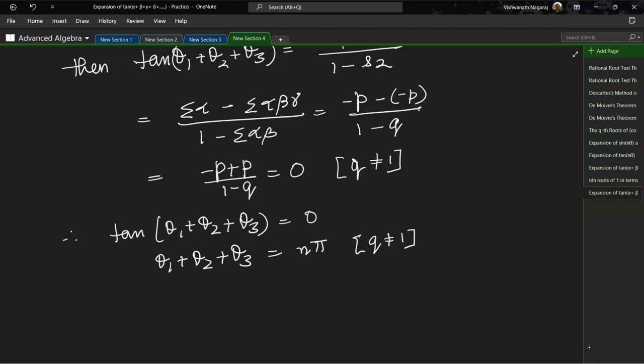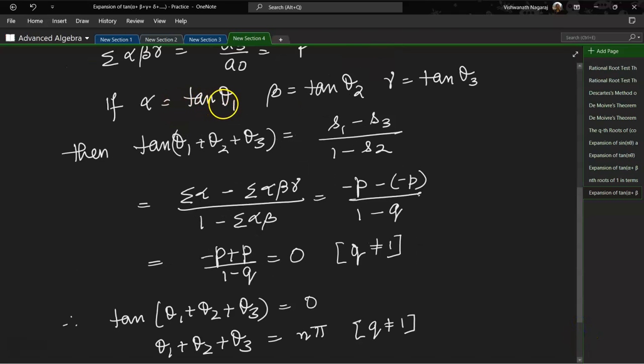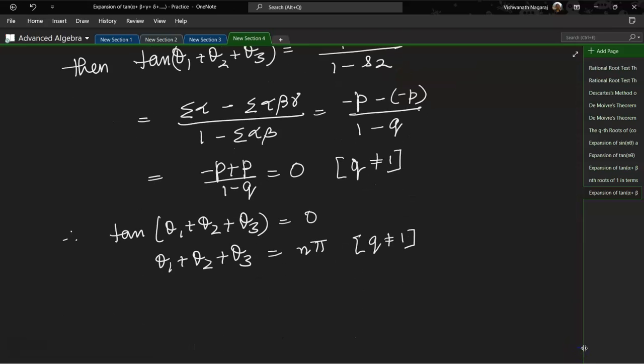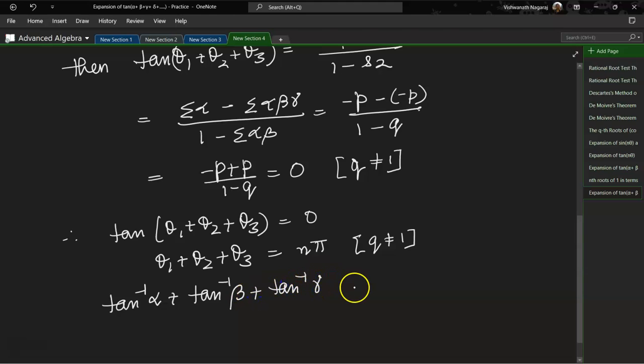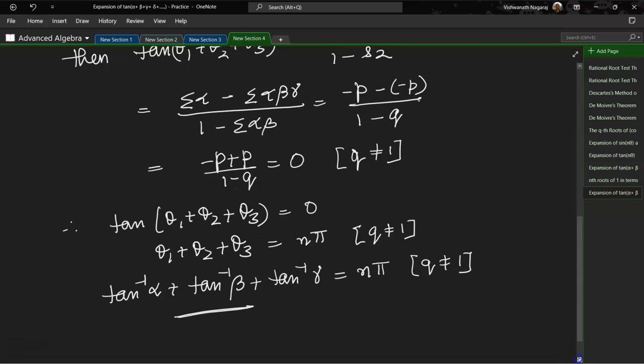Now theta 1 is what? Remember, we have alpha is equal to tan theta 1, beta is equal to tan theta 2. So which means what? Theta 1 is equal to tan inverse of alpha. Theta 2 is equal to tan inverse of beta. Theta 3 is equal to tan inverse of gamma. So let's write that. Tan inverse of alpha plus tan inverse of beta plus tan inverse of gamma is equal to n pi. Again, q not equal to 1, and this is what we had to prove. So that is our first problem.